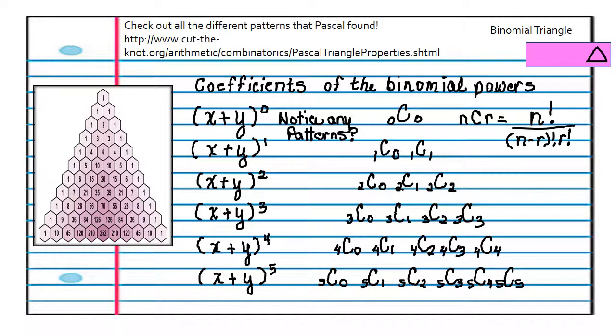If you want to know more about all the different patterns that can be found inside of Pascal's triangle, check them out at the website that I have up top here.